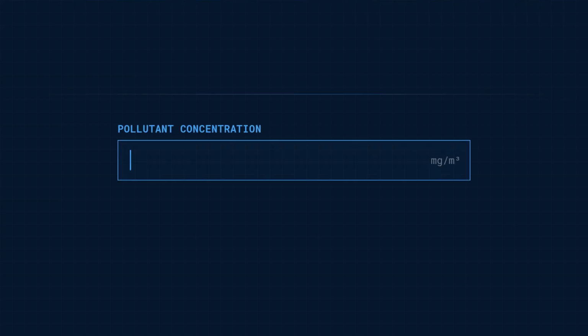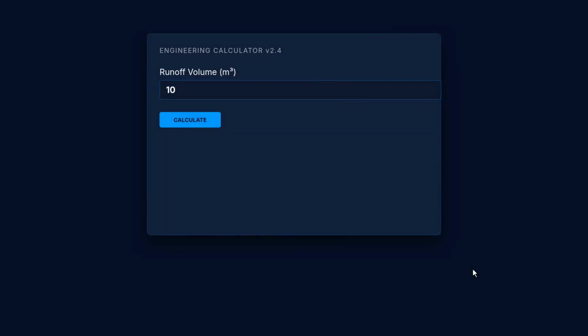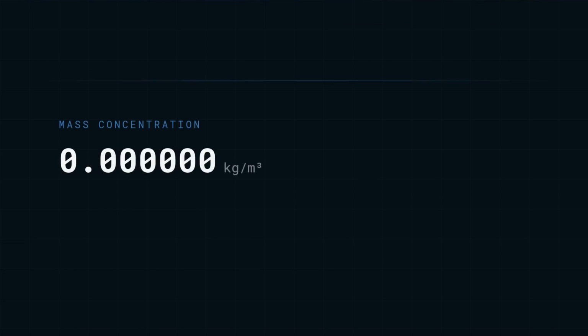Let me show you a calculation using test values of 10 for each applicable field, with a pollutant concentration of 10 milligrams per liter and a runoff volume of 10 cubic meters. The calculator determines the pollutant load is 0.100 kilograms, which equals 0.220 pounds. The mass concentration calculates to 0.001 kilograms per cubic meter. The status confirms calculation complete, verifying all computations processed successfully.